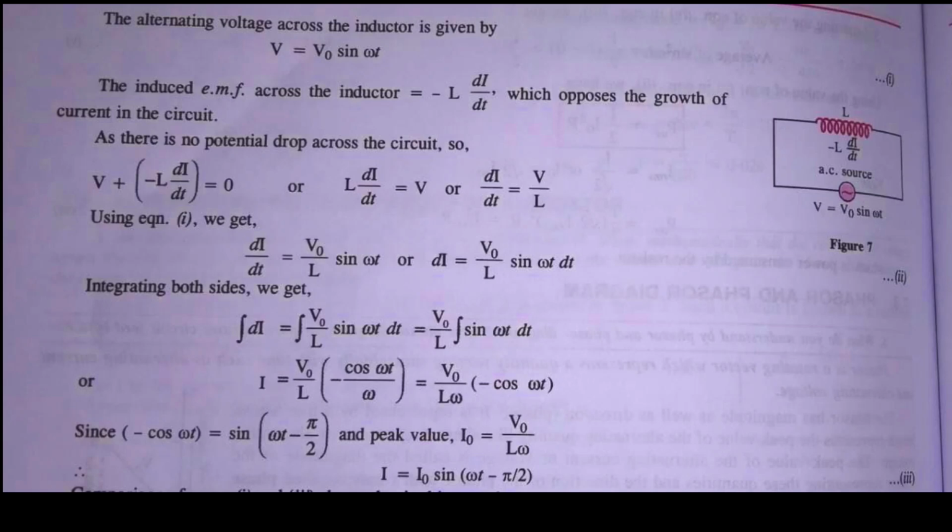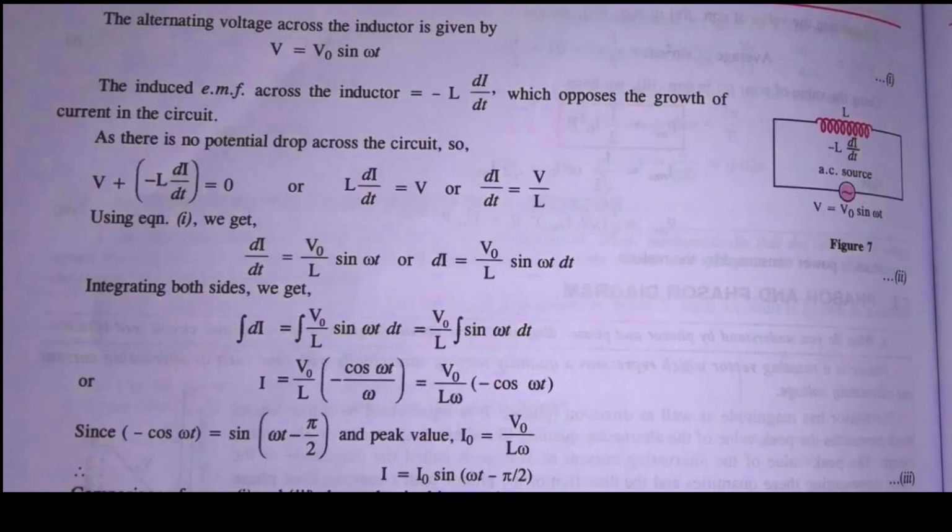Such a circuit is called a purely inductive circuit. For such a circuit we know the voltage applied across it, V is equal to V naught sine omega t. The EMF is induced across the inductor, which opposes the growth of the current in the circuit, and the EMF is given by minus L di over dt. Since there is no potential drop across the circuit, the total potential is V minus L di over dt, and by rearranging we have di over dt is equal to V upon L.